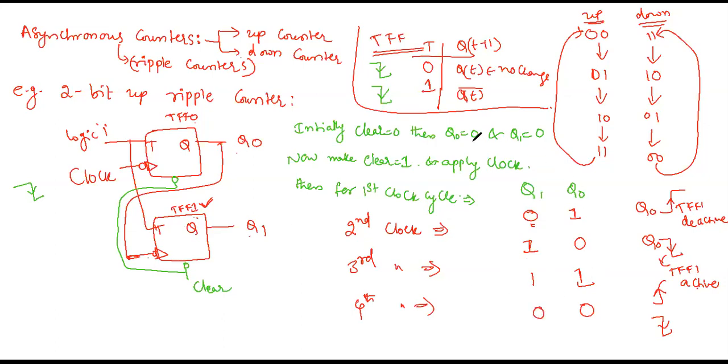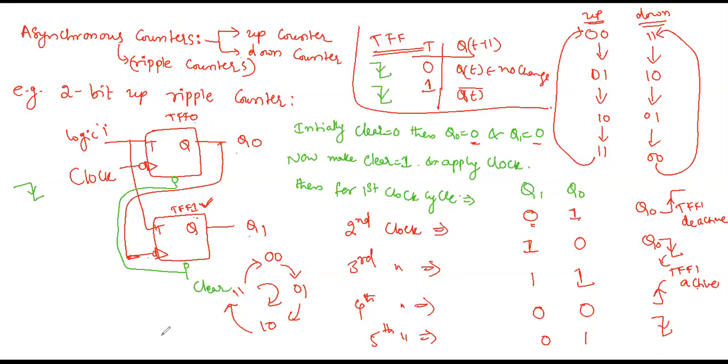So you can observe, the first state is 0, 0. Next one is 0, 1. Next state is 1, 0. Next state is 1, 1. Again the next state is 0, 0. If you apply the fifth clock cycle, again it will change, and it will be 0. So this will be repeated. So this is the 2-bit up ripple counter.